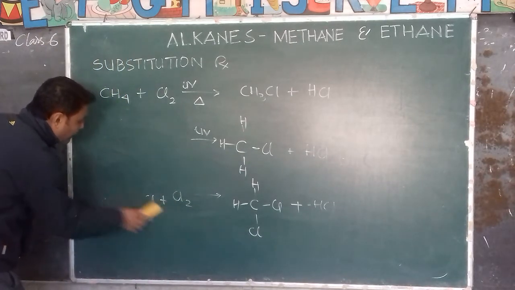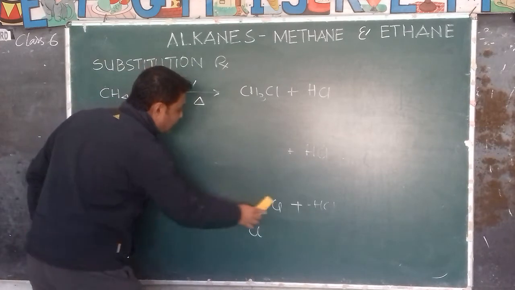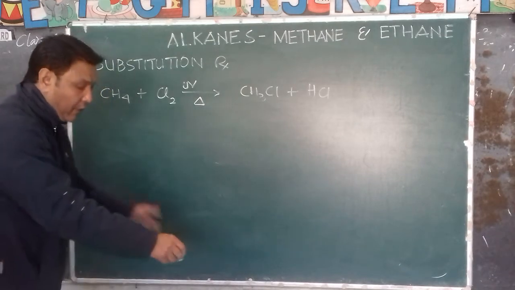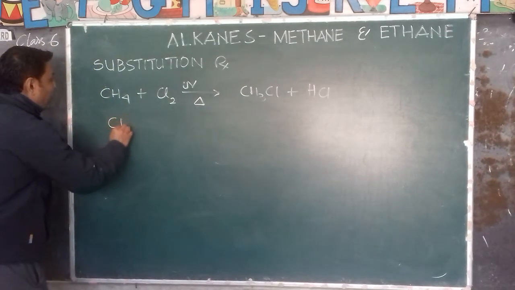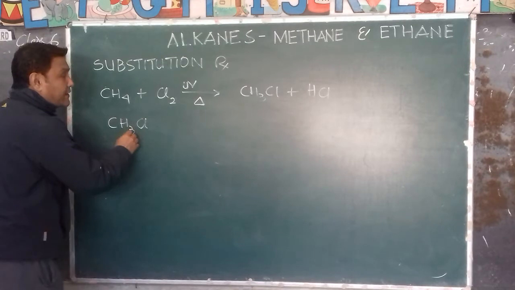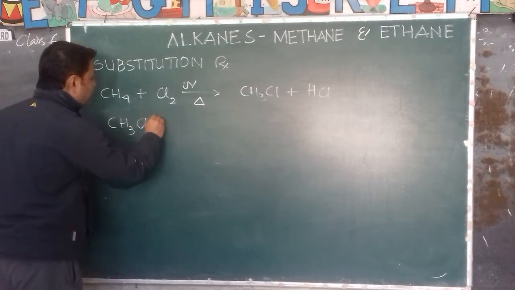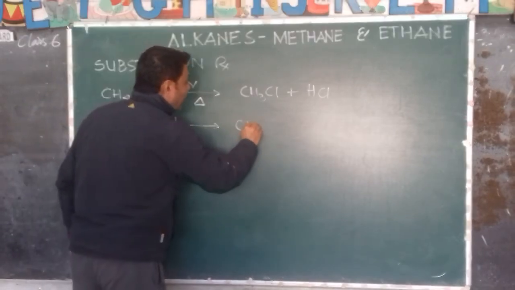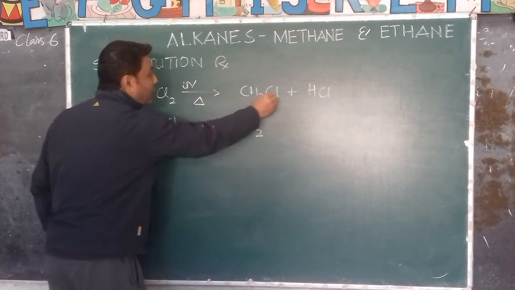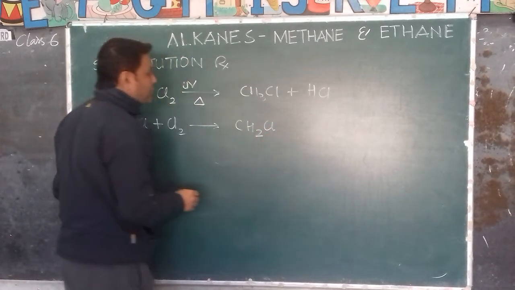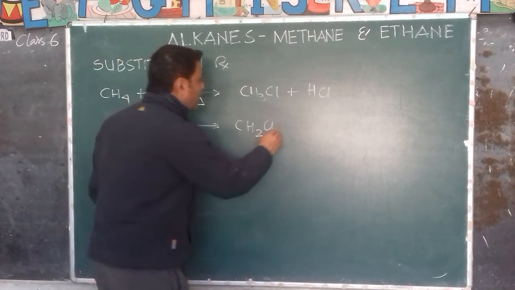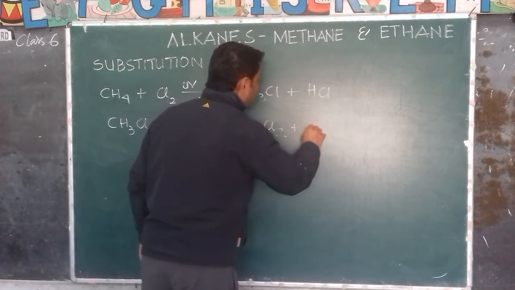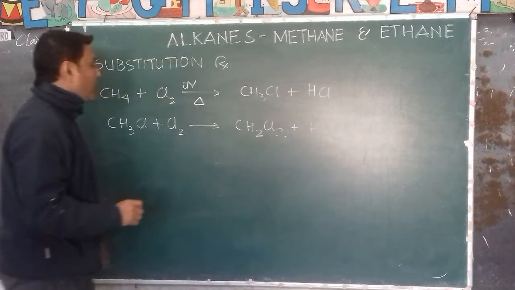Now I will continue with the molecular formula and not the structural formula. So this is what happens. CH3Cl, monochloromethane, plus chlorine. Under the same conditions, one hydrogen becomes less, that is 2, and one hydrogen is substituted by chlorine, and you get 2 chlorine atoms now: CH2Cl2 plus HCl. This is dichloromethane.